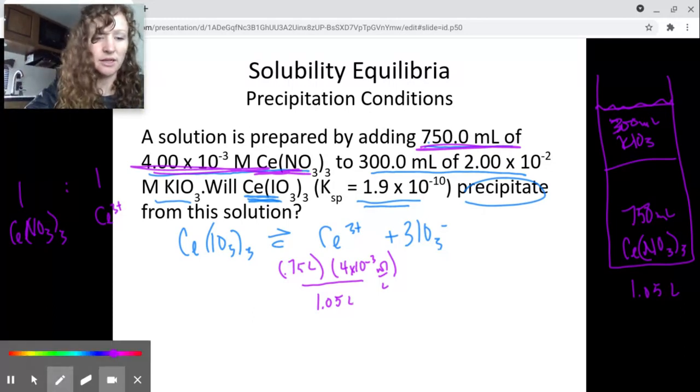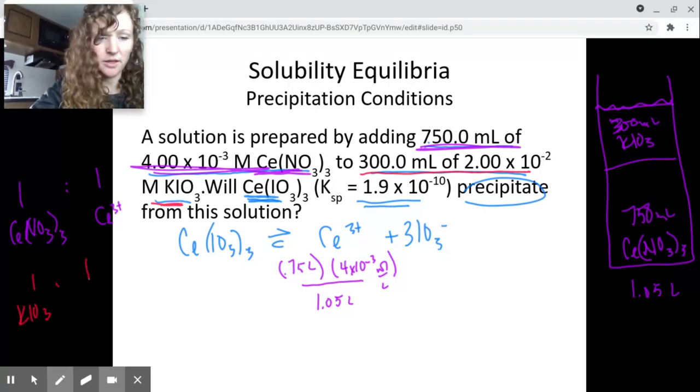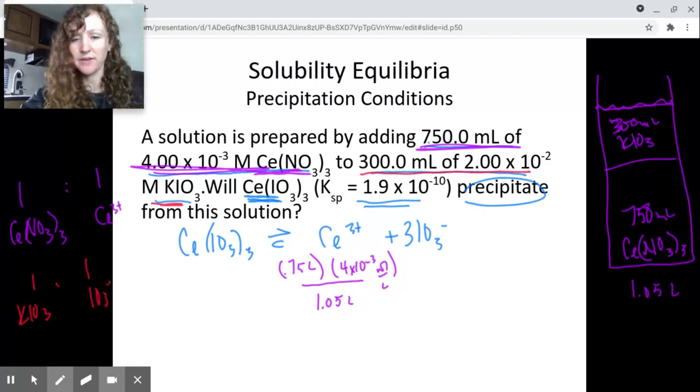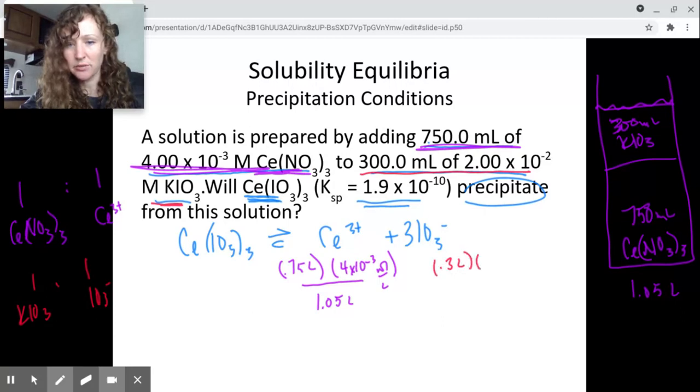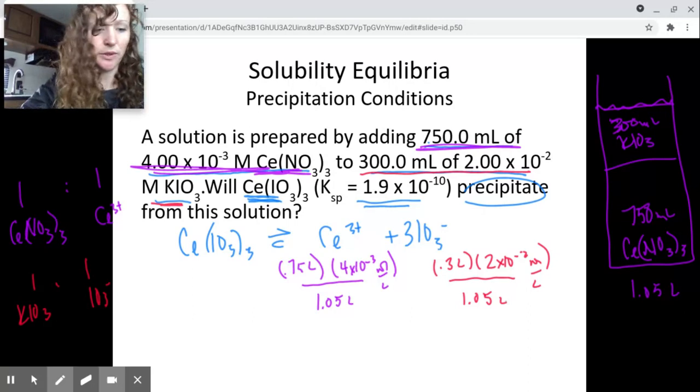All right, let's do the same thing for KIO3. All right, so here's my information. And then again, for every 1 KIO3, I'm going to get 1 IO3 minus. So they'll have the same molarity. So 0.3 liters times 2 times 10 to the negative 2 moles per liter. And that's going to be IO3 minus in my new solution of 1.05 liters. Okay, let's do the calculations and figure out what those are.